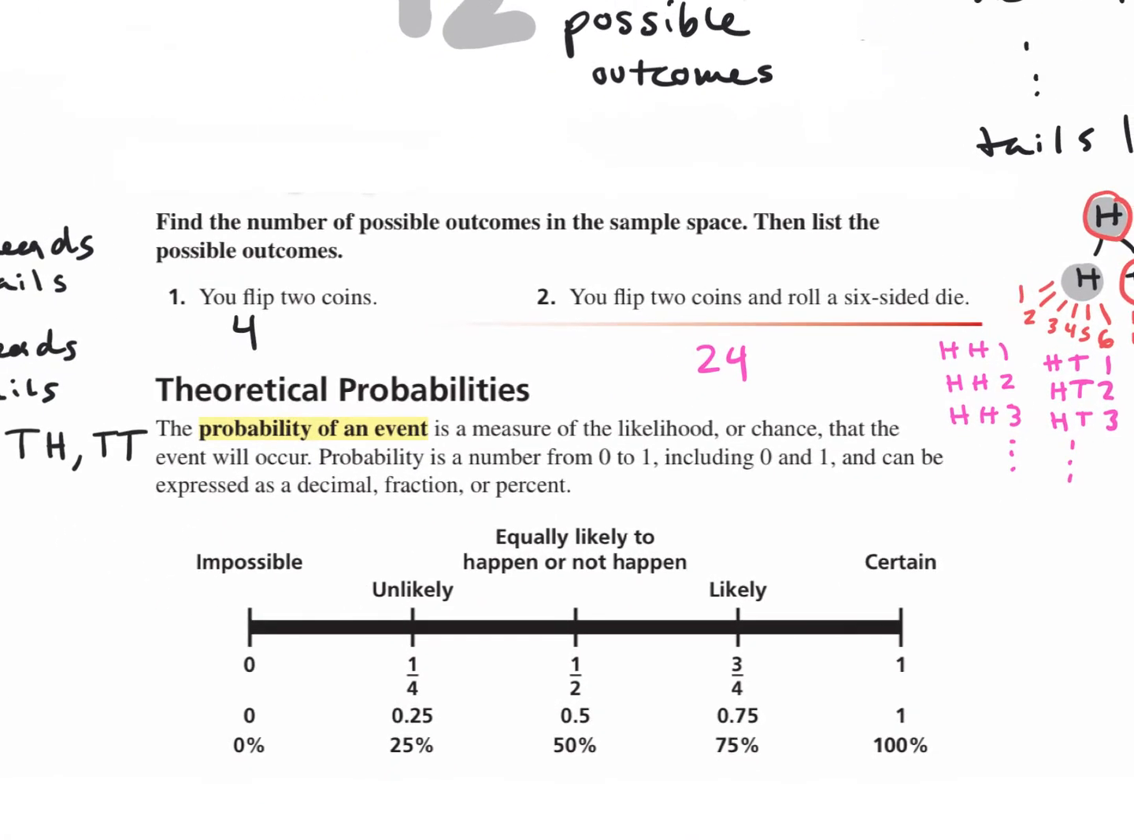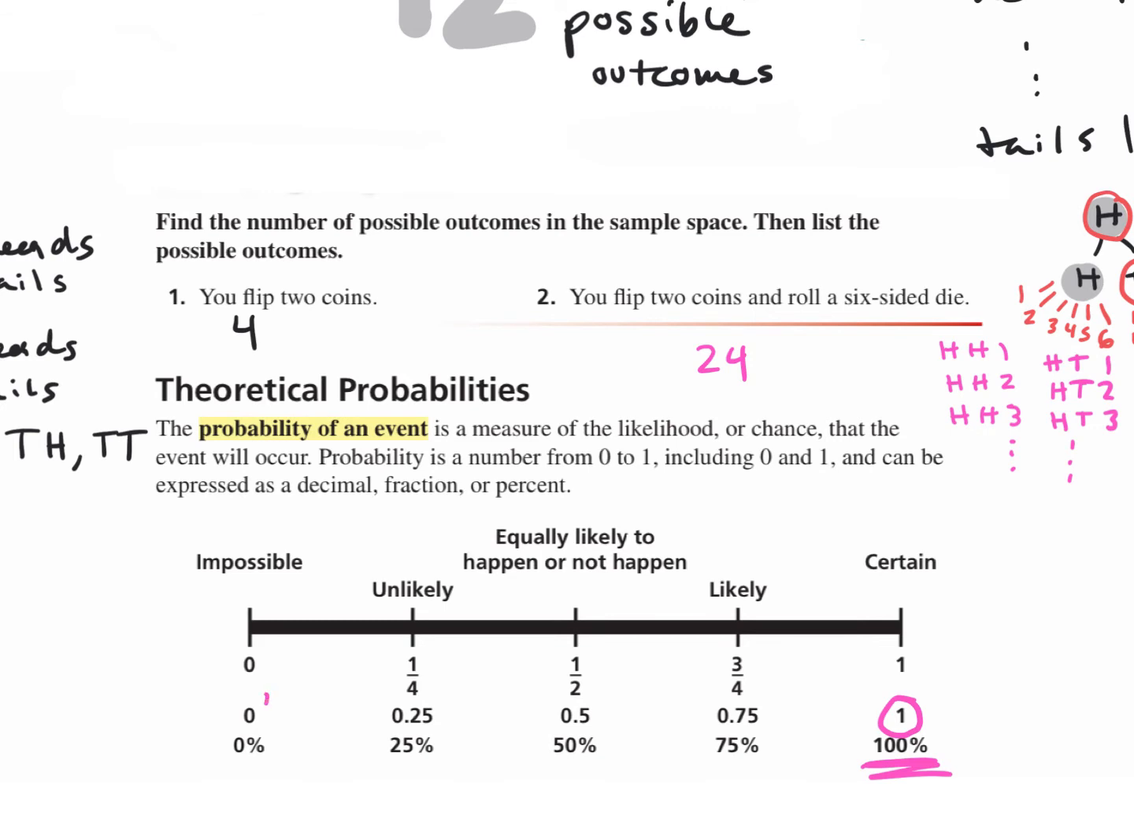All right. Next, we're going to look at theoretical probabilities. The probability of an event is a measure of the likelihood or chance that the event will occur. Probability is a number from 0 to 1, including 0 and 1, and can be expressed as a decimal, fraction, or percent. So if something has the probability of 1, that would have 100% probability of happening.